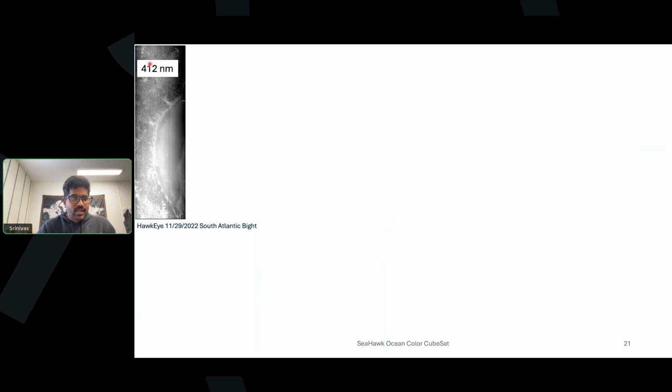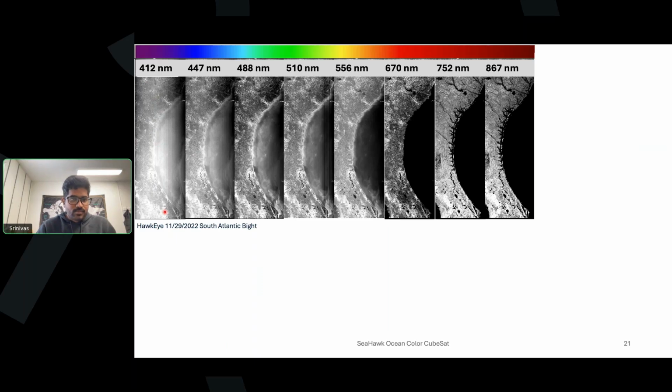So consider an image. This is the previous image shown before. This is at 412 nanometers and it was acquired on 29th of November 2022 in the South Atlantic Bight in the southeast coast of the US. And these are all the 8 spectral bands of one Hawkeye image. In these 8 spectral bands, if you take one pixel and plot the spectra, you can get a spectra like this, which is remote sensing reflectance on the y-axis with the wavelength varying on the x-axis.